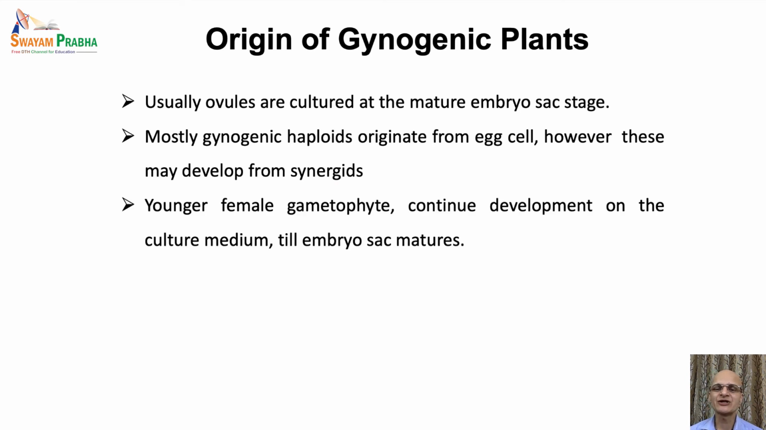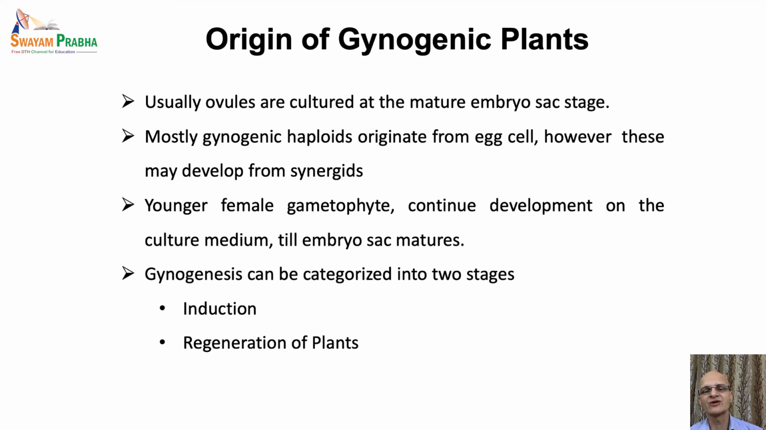And it is the mature embryo sac that is more responsive. As earlier also we discussed, in many species, even if the ovules are harvested at the earlier stages of the female gametophyte development, its development continues in the in vitro conditions also till the maturity is achieved. That is, the mature embryo sac, the 7-cell structure, is formed. And now the embryo sac is ready for the induction for gynogenesis.